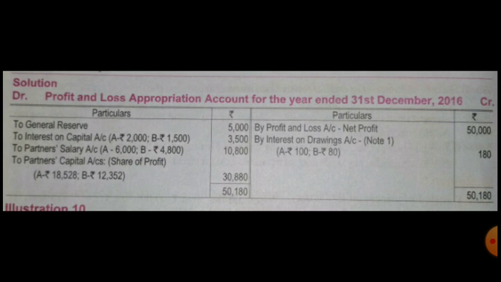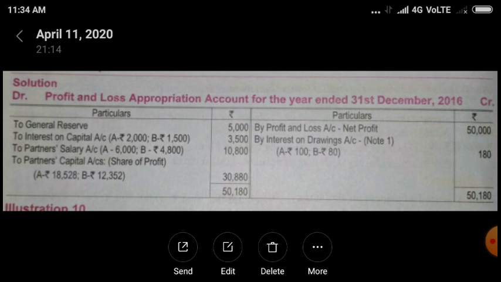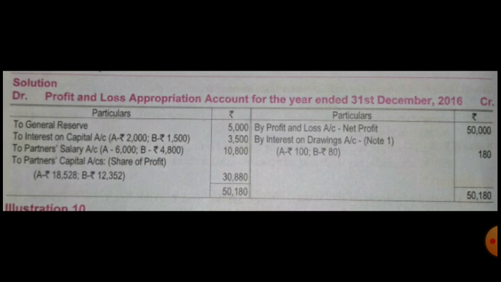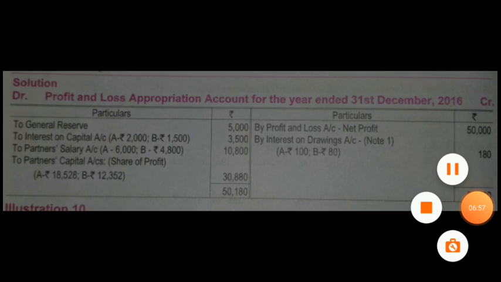Here you are not required to make any capital account. So the solution will end here. And in case it is required to show the capital account also, then you have to transfer it to the credit side of the partner's capital account. Hope you were able to understand, and in the next video I am showing you some more sums.